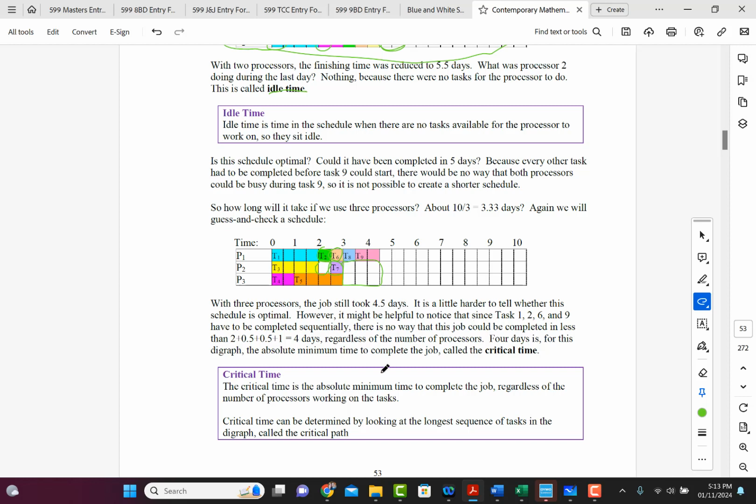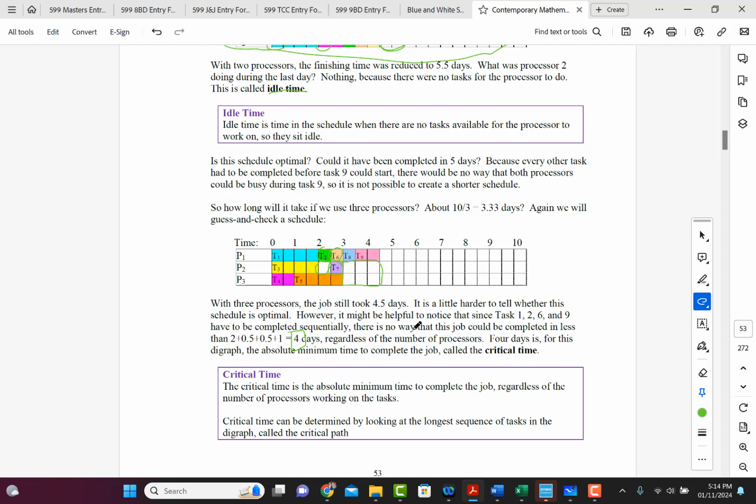Okay. Now with 3 processors, the job still took 4.5 days. It is a little harder to tell whether this schedule is optimal. However, it might be helpful to notice that since task 1, 2, 6, and 9 have to be completed sequentially, there is no way that this job could be completed in less than what? 2 plus a half plus a half plus 1. Okay, so 4 days, regardless of the number of processors.